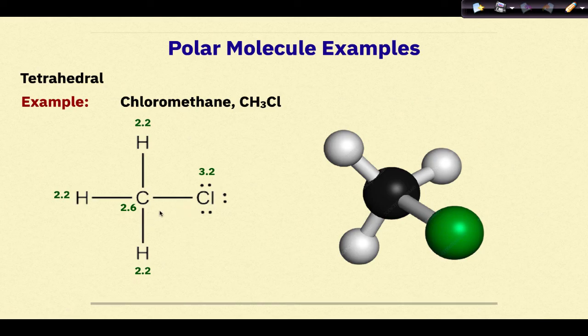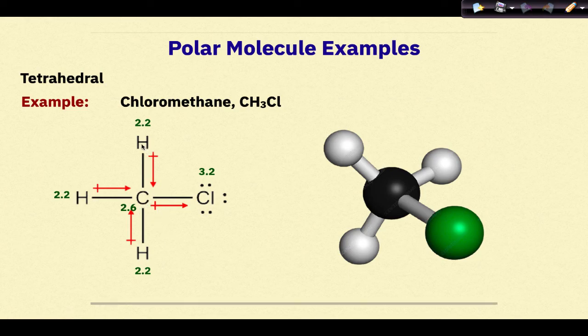Then we're going to put in bond polarity arrows from our less electronegative to our more electronegative. So we're going to start with the ones that go from the hydrogen to the carbon. But then we have another bond polarity arrow that is going to go from the carbon to the chlorine. This final bond polarity arrow helps us see that there is an overall net dipole in this particular model.